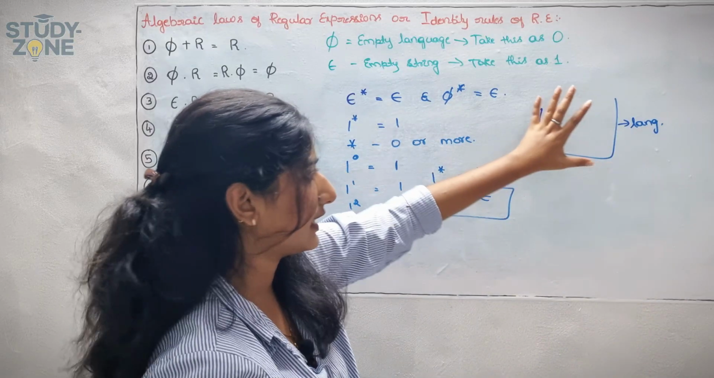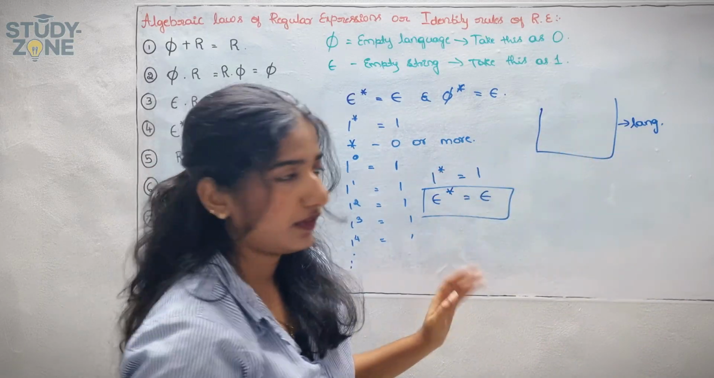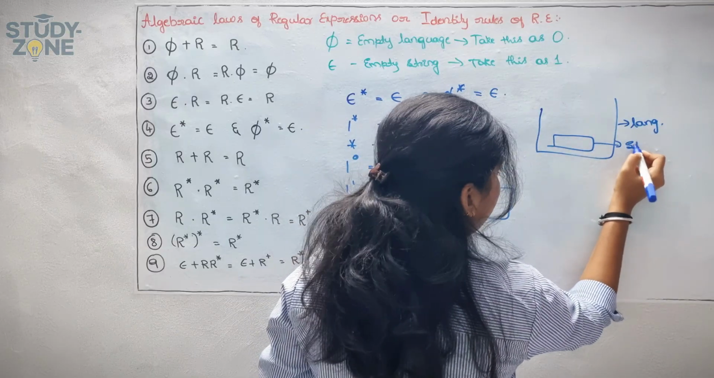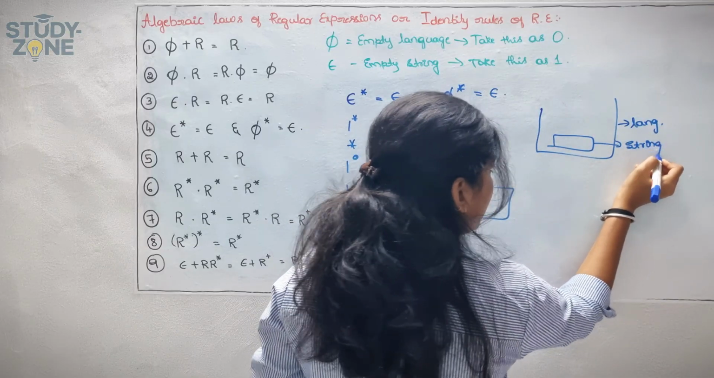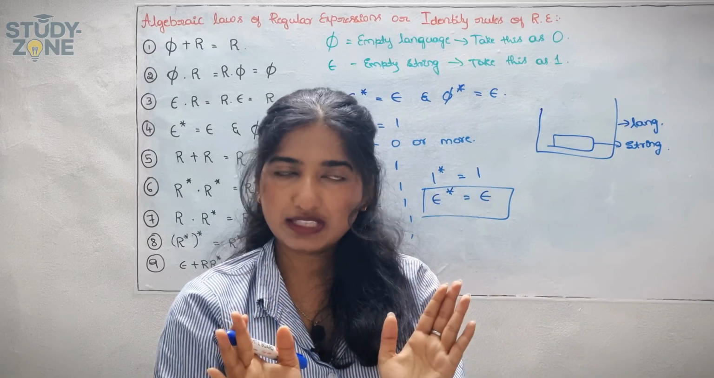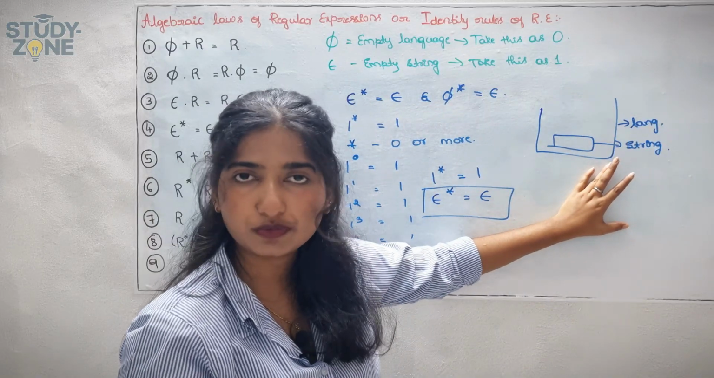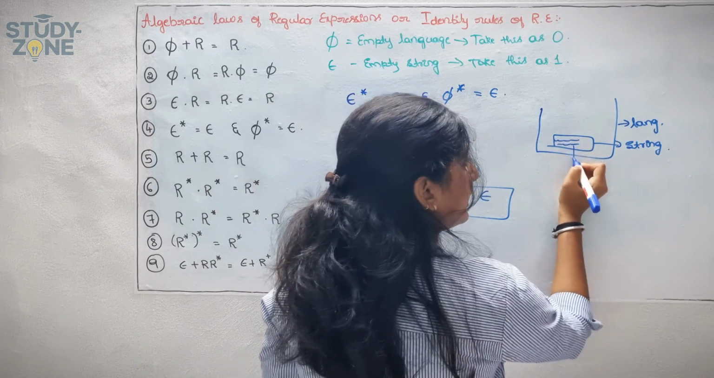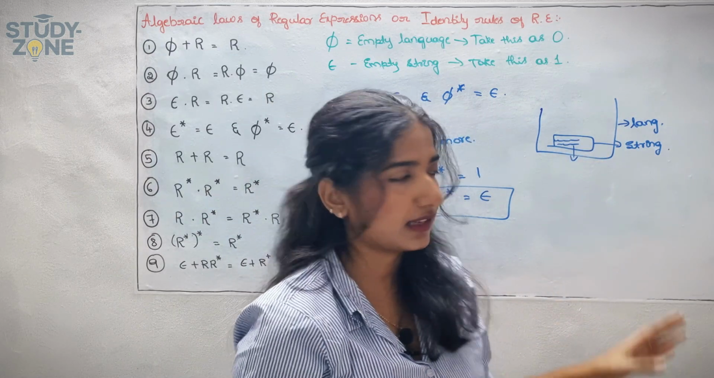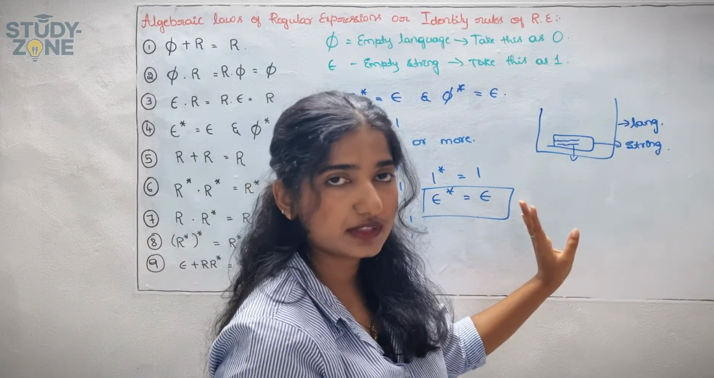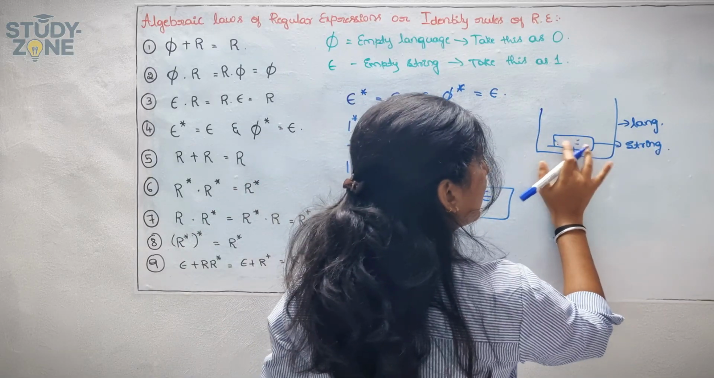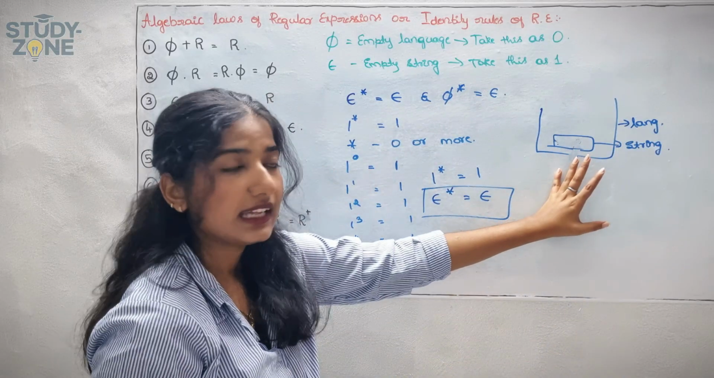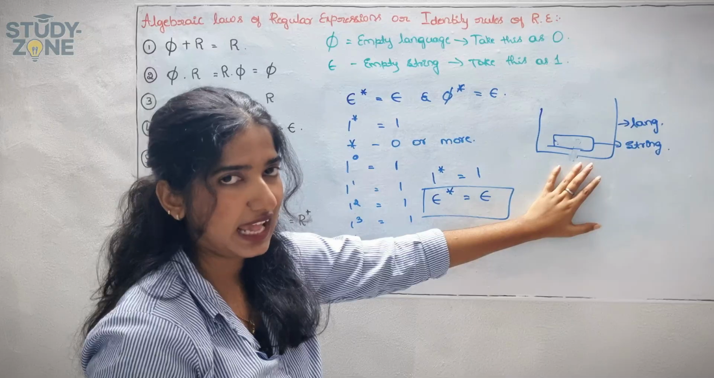Make this clear. This is a language. Empty language means there will be a paper inside the box. If it is an empty language, this will be there common for all. But if there is something written on it, then it is not called an empty language because there is some string. But if there is no writing on it, then it is called an empty language.